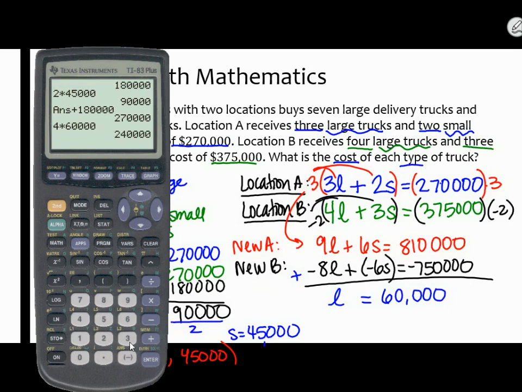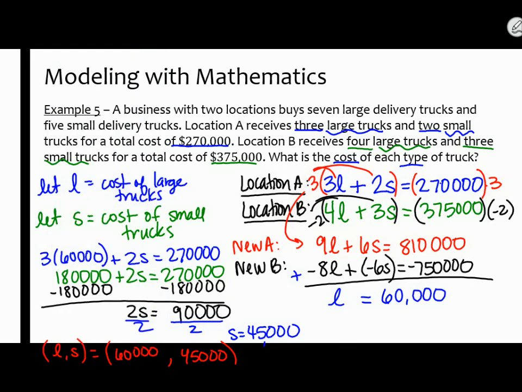And then 3 small trucks, we have 3 times the 45,000. And then add that to the large trucks for $375,000, and it matches 375,000. So the solution is correct. Last thing I need to do is just write the sentence. Large trucks. What color do I want? I'll just do red. And small trucks.